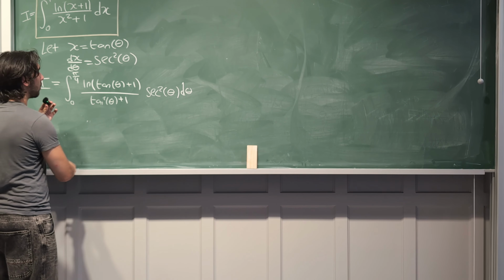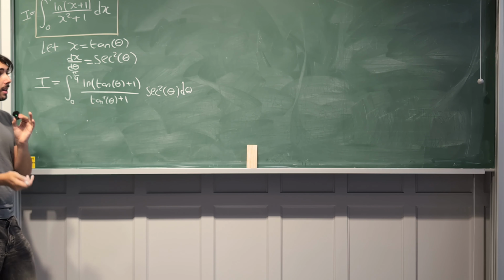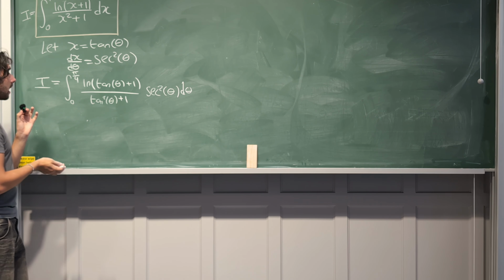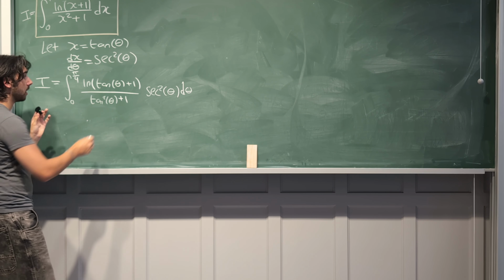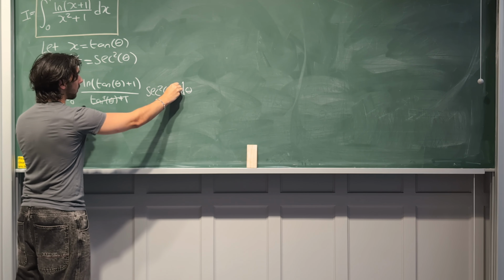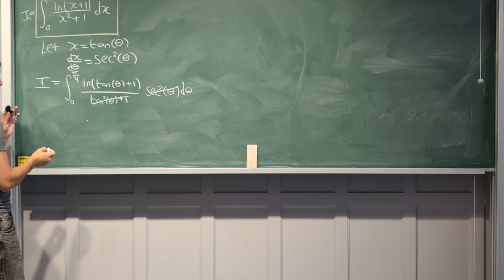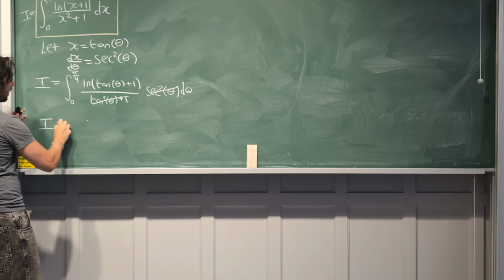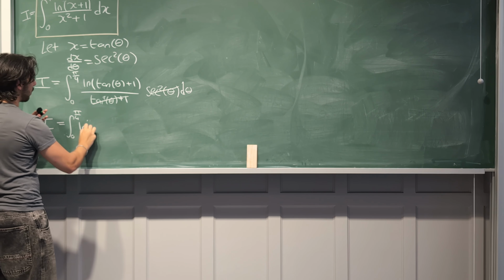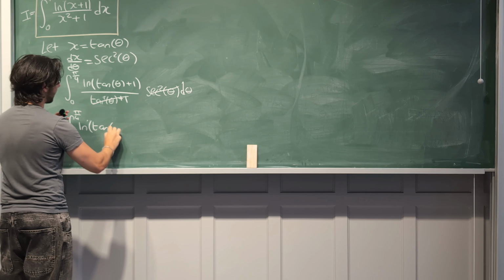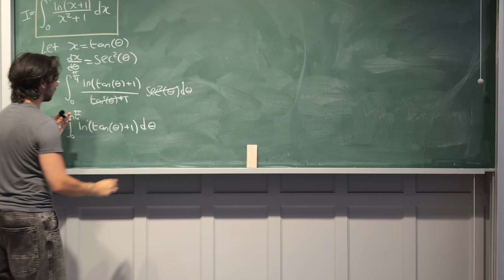Now, you might also know that tan squared plus 1 and sec squared are the same thing. It's a trig identity that sec squared equals tan squared plus 1. So we can cancel them out because they are the same thing. Hopefully everyone's pretty happy with that. So now what we have is that I is the integral from 0 to pi over 4 of the natural log of tan theta plus 1 d theta.